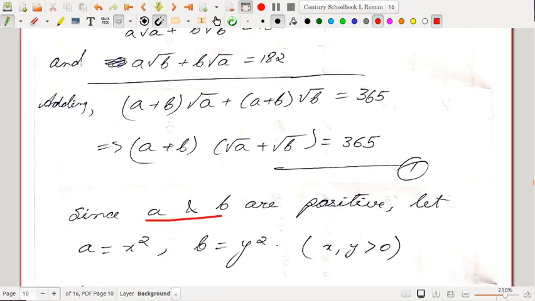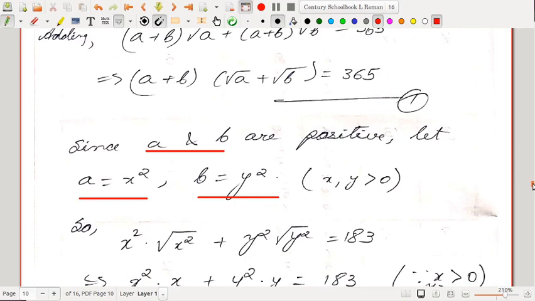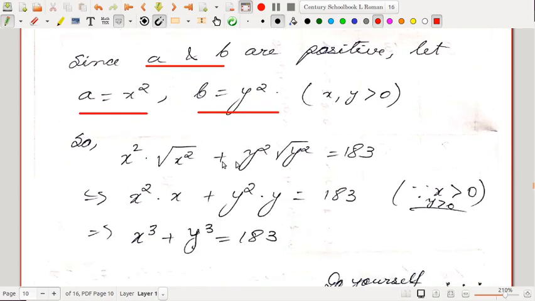Now one thing you can observe is that since a and b are positive, we can take a as x squared and b as y squared. They are positive, so they can be written as the square of some positive real number. If you substitute that in the first equation, we'll get x square into this plus y square into this. The main motive is to get rid of the square root terms. They are really disturbing. We are more comfortable with formulas like x cube plus y cube.